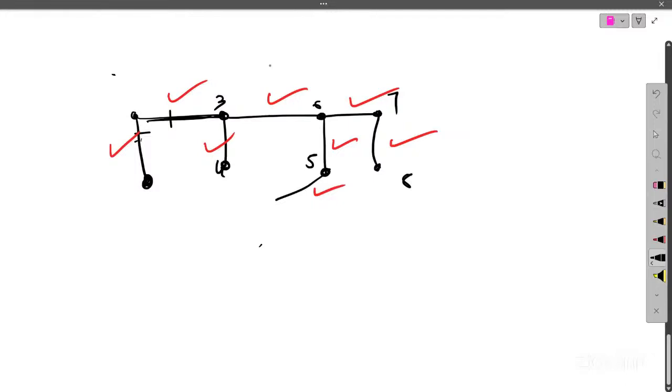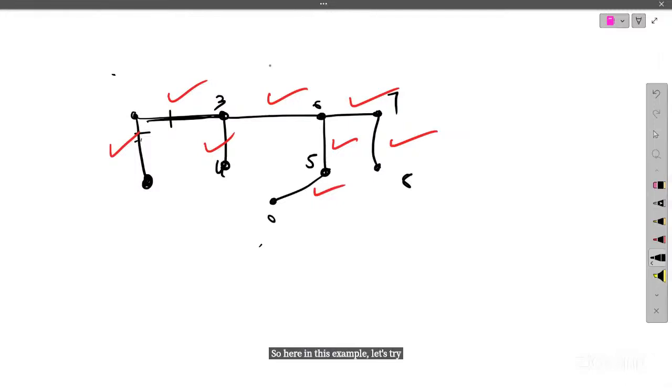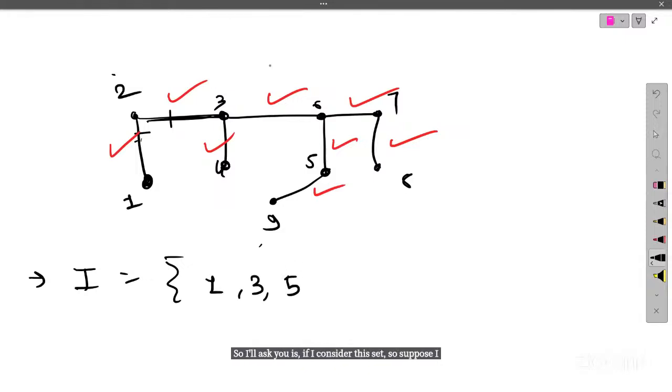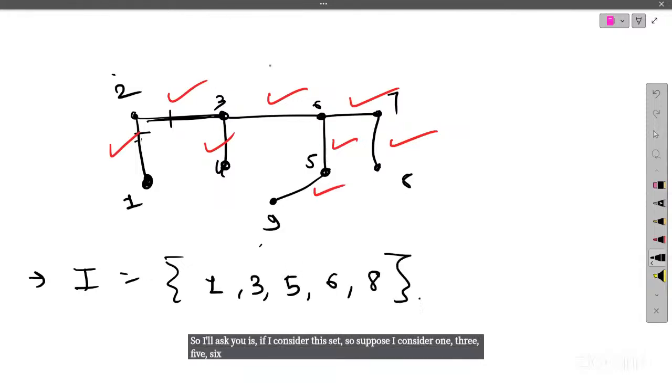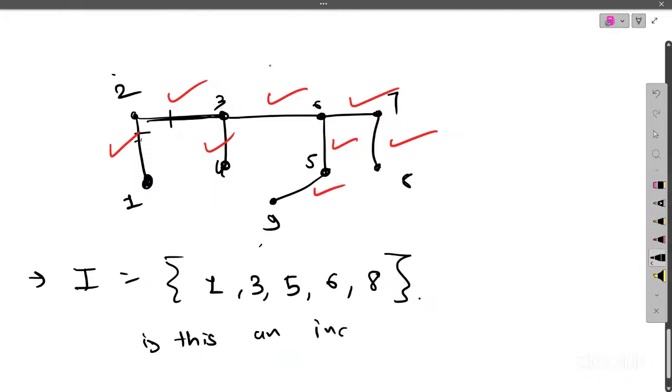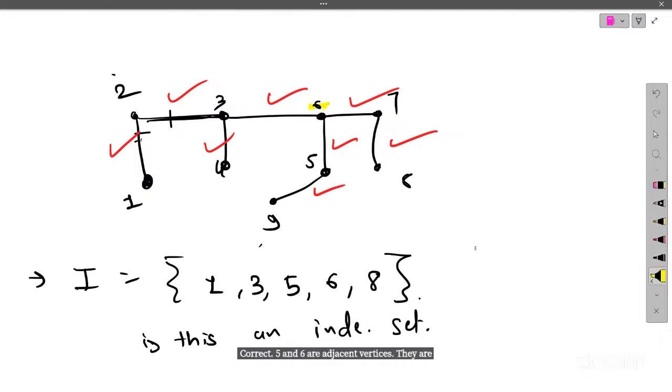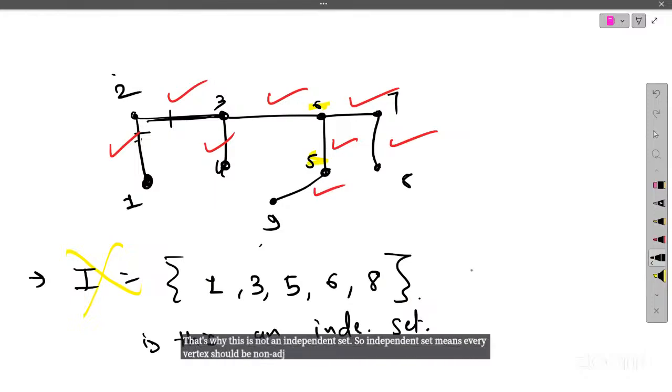let's try to find out what the independent set is. I'll ask you, if I consider this set, suppose I consider 1, 3, 5, 6, and 8, is this an independent set? No, ma'am. 5 and 6 are adjacent vertices. They are connected by an edge. That's why this is not an independent set. Independent set means every vertex should be non-adjacent to every other vertex in that particular set.